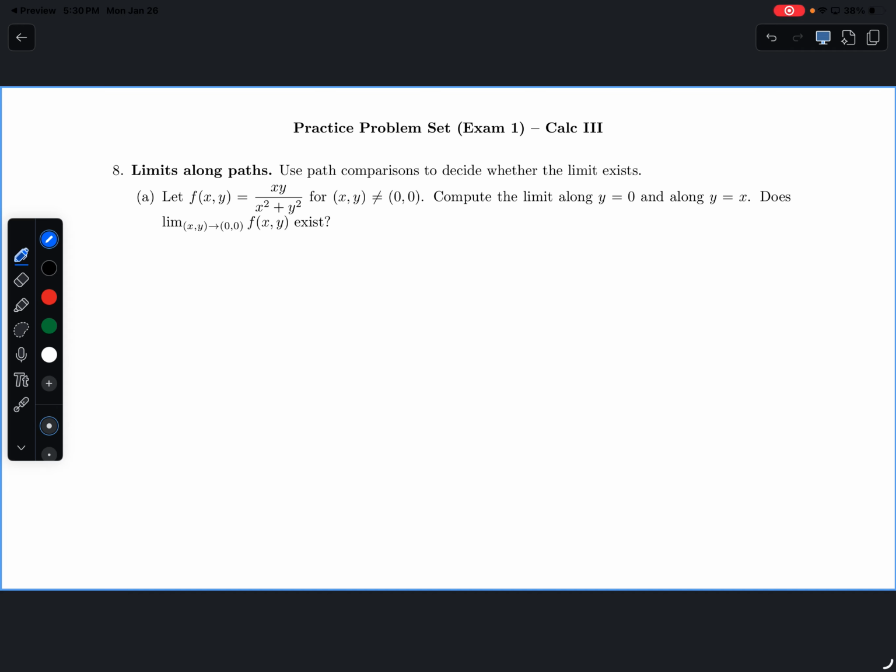But I think we did enough problems in our last lecture on this chapter to talk more about limits. The question is, compute the limits along y is equal to 0 and along y is equal to x. Does this limit exist? So there are 3 questions here. First, we have to do this thing, and y is equal to 0 is a line, and we are going to find the limit along this line, y is equal to 0.